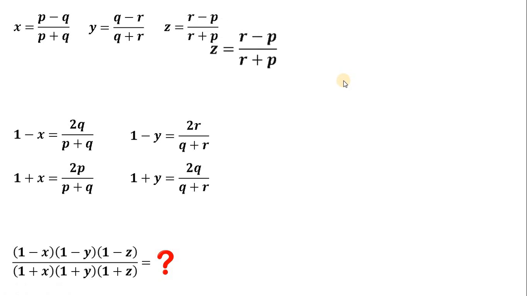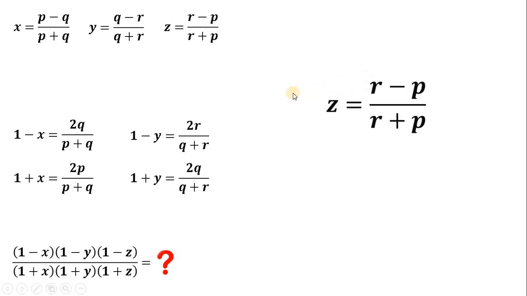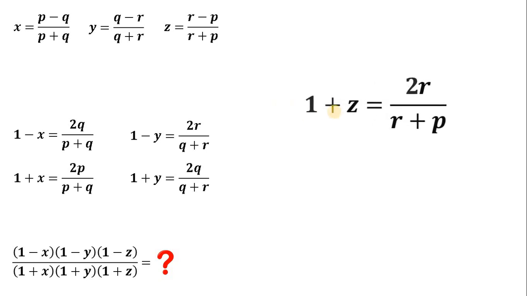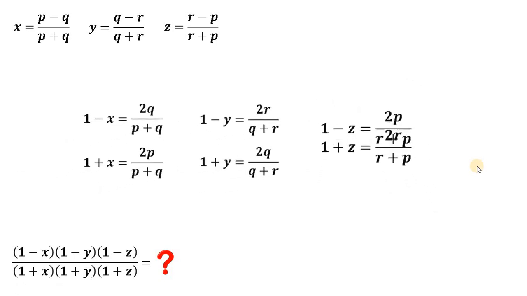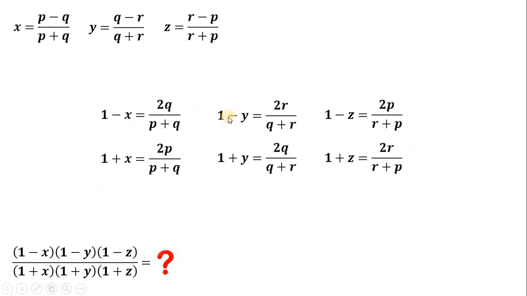Now how about on this third equation? Again, we will do the same thing. And take note, if we add 1 on both sides, this will give us the value of 1 plus z must be equal to 2r over r plus p. With the same pattern, if we subtract 1 on both sides, this will give us 1 minus z equals 2p all over r plus p. Now we have now the values of 1 minus x, 1 minus y, 1 minus z, 1 plus x, 1 plus y, and 1 plus z.